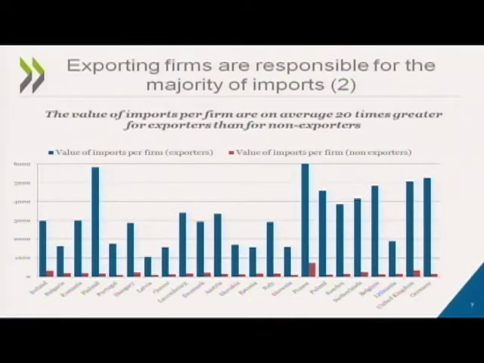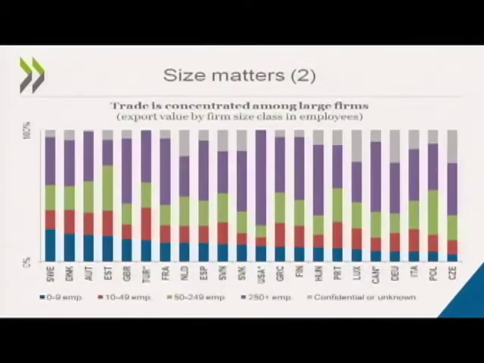What we see also is that the value of imports on average are larger for exporting firms than for non-exporting firms. So this is basically a different way of illustrating the same point, that the import intensity of exporters is really much larger than non-exporters. So we really need to account for this in our supply and use tables. It is, however, not only the distinction between exporting, non-exporting, importing, non-importing firms. Size matters. Firm size really matters. We see trade is concentrated among the largest firms.